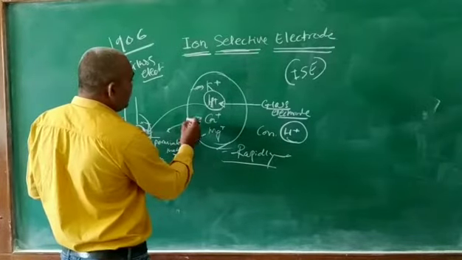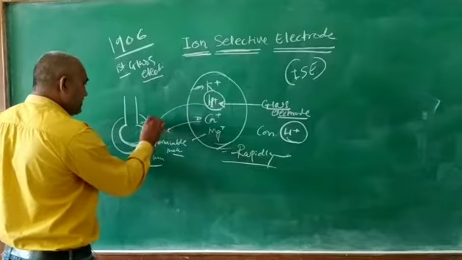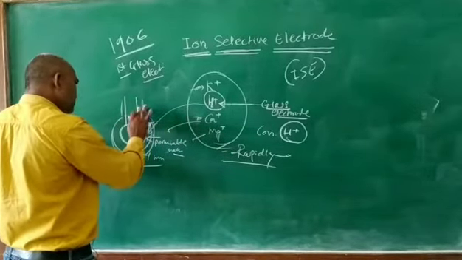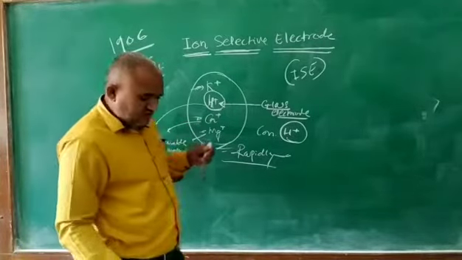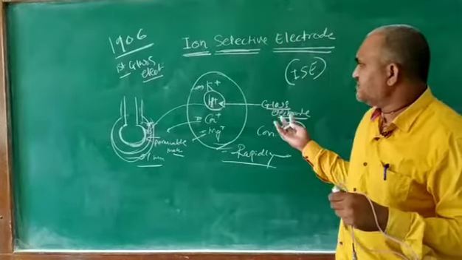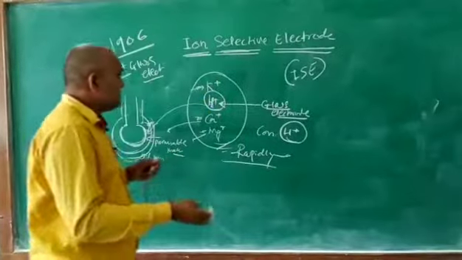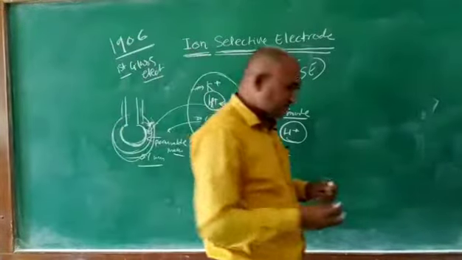For calcium measurement, the permeable membrane is changed so that the membrane allows only calcium. And to measure magnesium, we change that permeable membrane, so we measure the magnesium ion. So this is the general principle of the ion selective electrode.